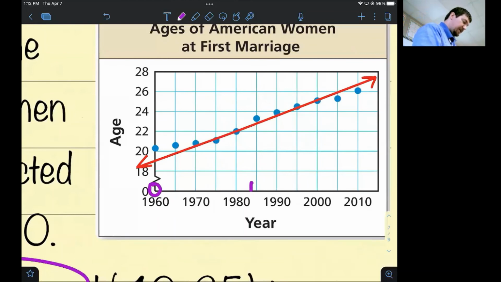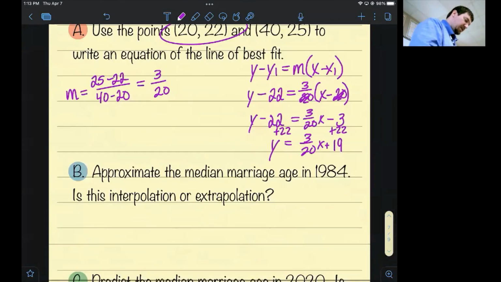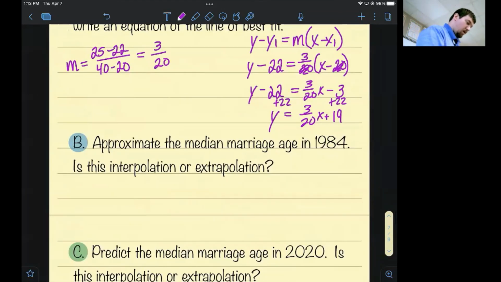Now, if this is year 0, and this is year 10, and this is year 20, then we're looking at x equaling 24 for this one. 1984 is going to be x equals 24, or 24 years after they started calculating this. Okay, so we're going to plug 24 into our equation y equals 3/20 x plus 19. So 3/20 times 24 plus 19.